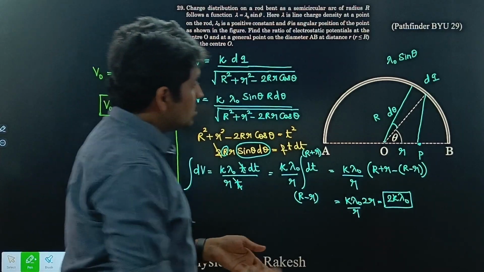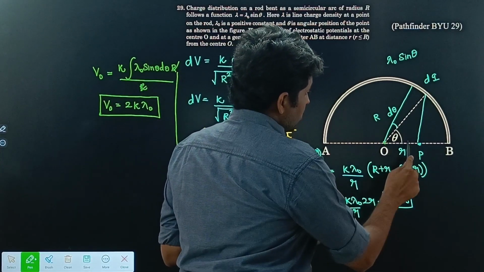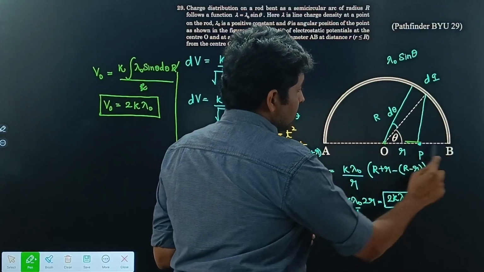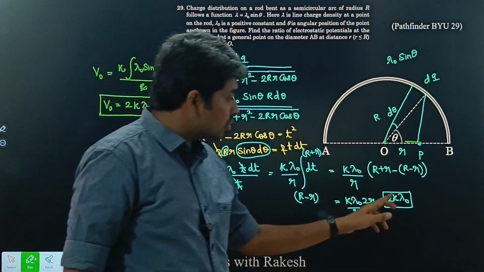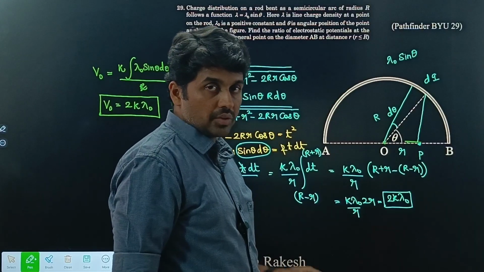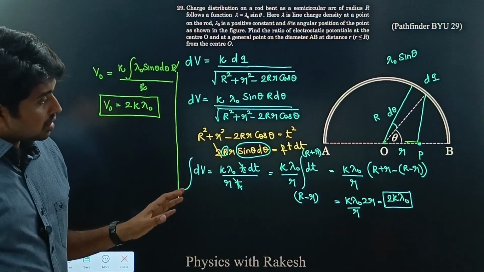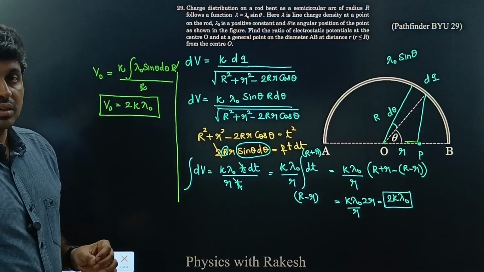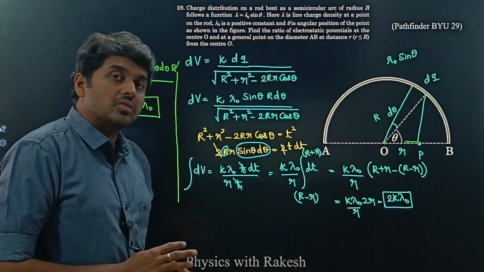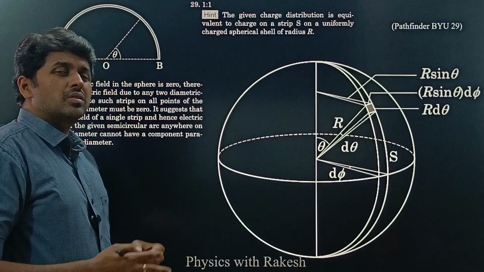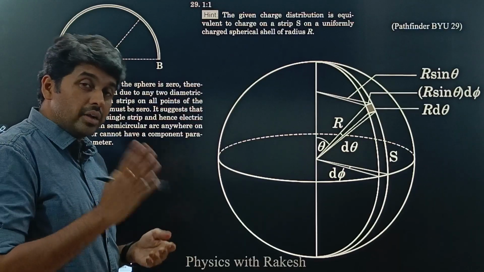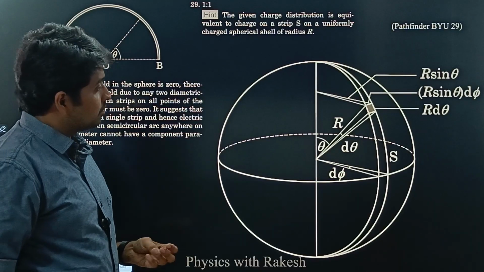So that means either I'm here or anywhere on this line, the potential anywhere on this line is the same, and it is equal to 2k lambda naught. So this is the solution that we have looked at. Now let us see the solution that was given in the Pathfinder, the hint there. This is the very beautiful intuitive solution that was given in the Pathfinder.